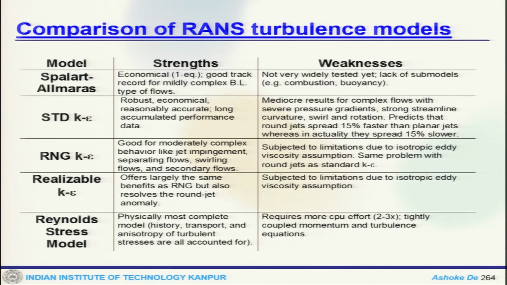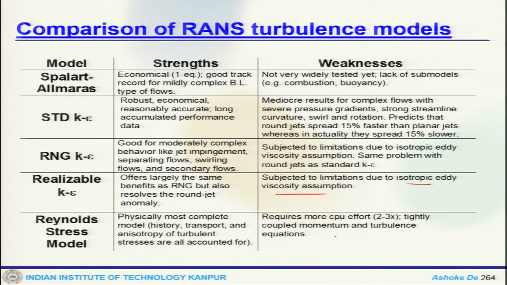So if we look at some of the basic strengths and weaknesses of these models, if you look at the SA model, it is economical, good track record for mildly complex boundary layer flow, but not very widely tested. Standard K epsilon, robust, reasonably accurate, but mediocre results for complex flows, it does not take into account swirl, rotation. RNG, it is good for moderate swirl like jet impingement, separating flows, it has also certain limitations. Realizable K epsilon, this is quite a good modification to the standard model, and it is subject to limitation of the isotropic eddy viscosity assumption. It is a more complex model, but requires more CPU time, so it is tightly coupled with the momentum.